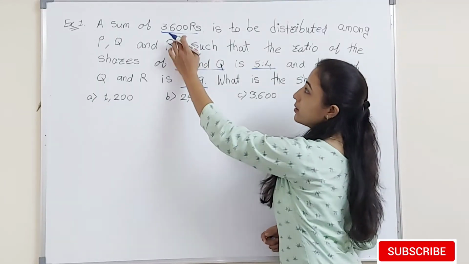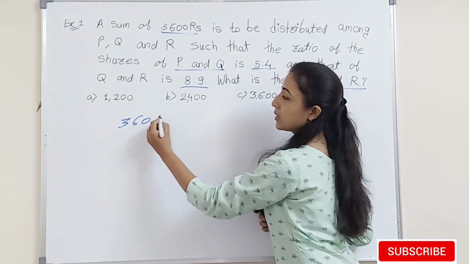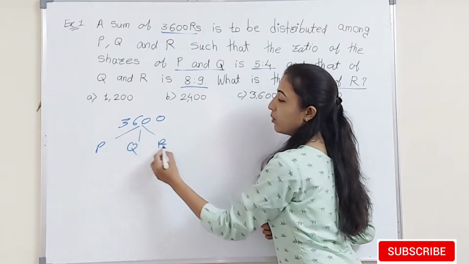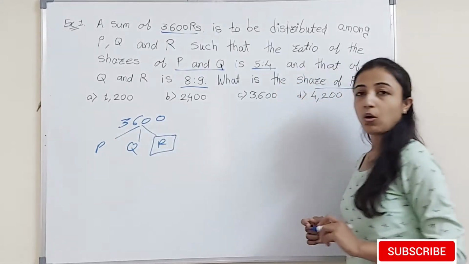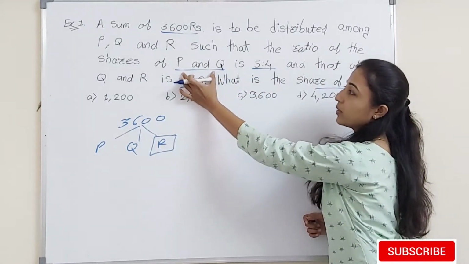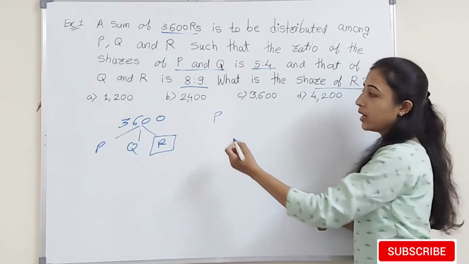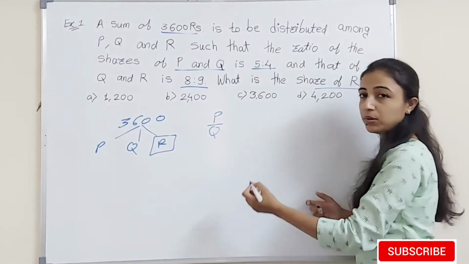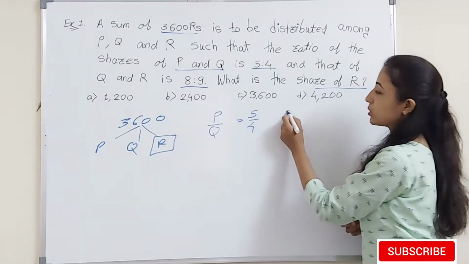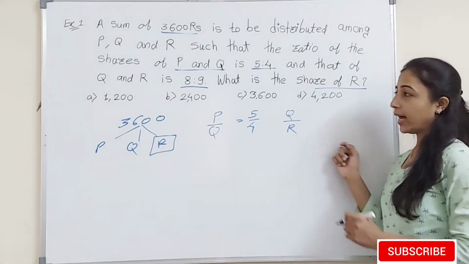So here 3600 is the total amount and we are distributing this 3600 among P, Q and R, and we want to find the share of R. The second condition is that the ratio of the amounts of P and Q is 5:4. That means suppose P gets some amount and we divide it by the amount of Q, then the ratio is 5:4. And second is Q:R.